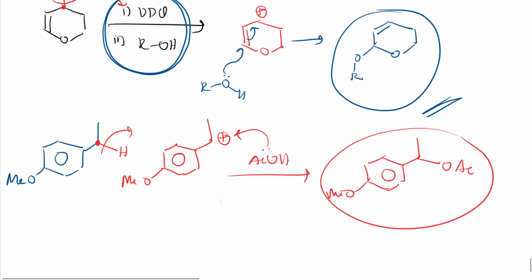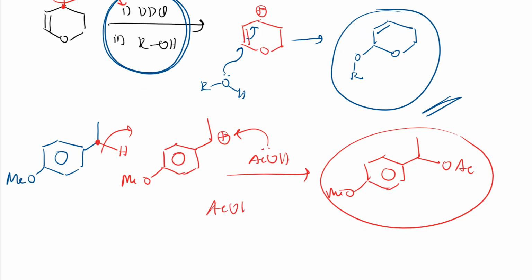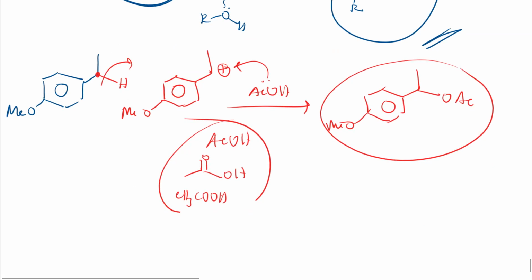I hope you know acetic acid, AcOH, means CH3COOH. To simplify, I want to write it like this: CH3COOH. So this is nothing but acetic acid. These are the different structures of acetic acid, right? So this is how the reaction happened, right? Similarly, this you need to know.